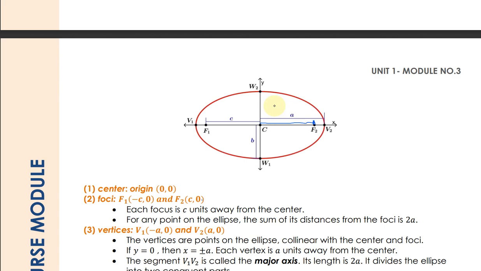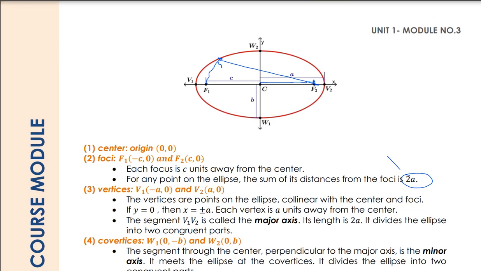The sum of the distances from any point on your ellipse to the two foci, that is always equal to 2a.